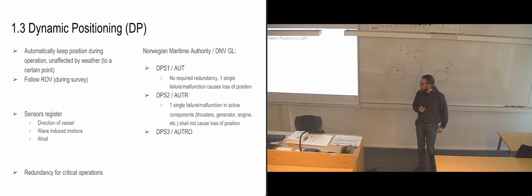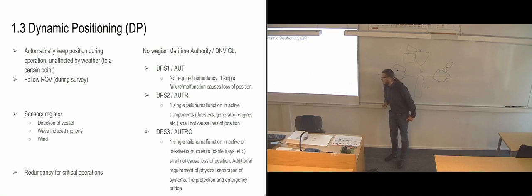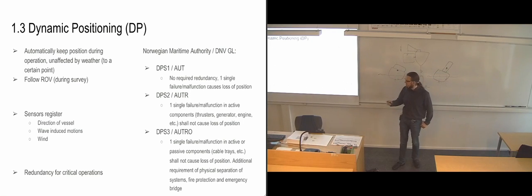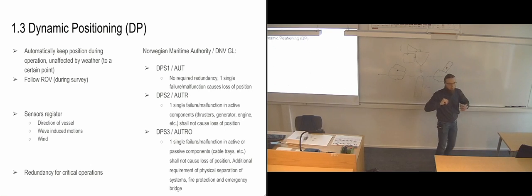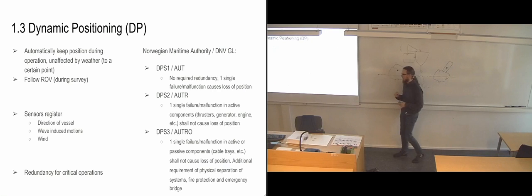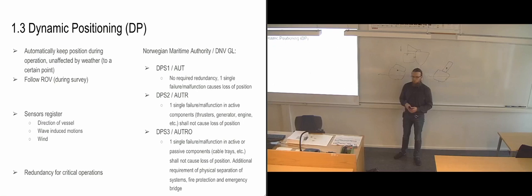And then we have DPS3 or AUTRO from DNV. And here they've basically done the same as DPS2, but they've added passive components to the active components. And passive components, that is like the cable trays that are going between the components. So if you have a break in a cable or something like that, that's not going to allow you to lose position either. So basically it means that you have to have two of everything in it.